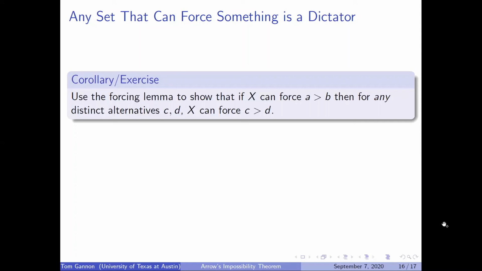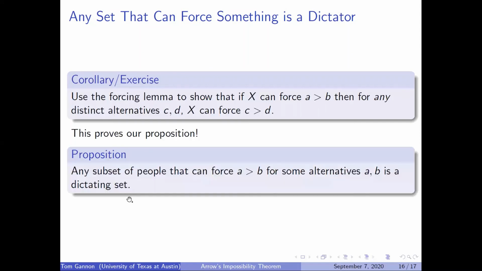And this proves our proposition, right? Which said that any subset of people that can force A over B for alternatives A and B is a dictating set. And so that proves the forcing lemma and the proposition.